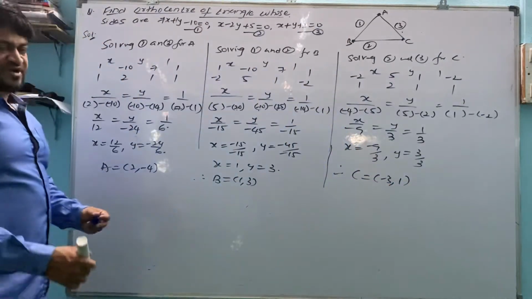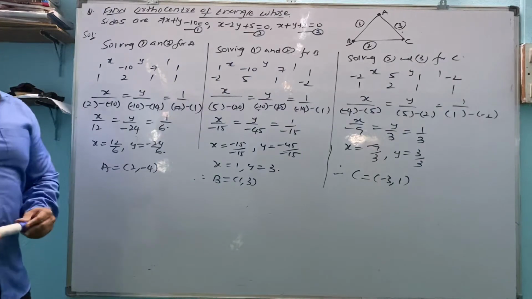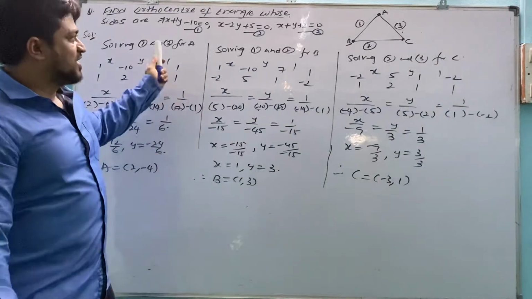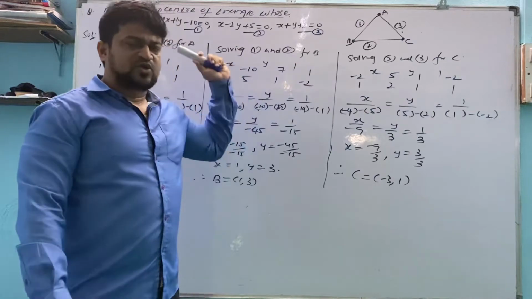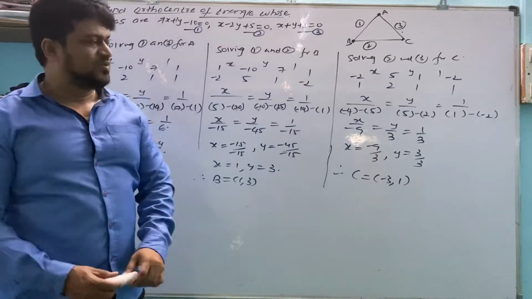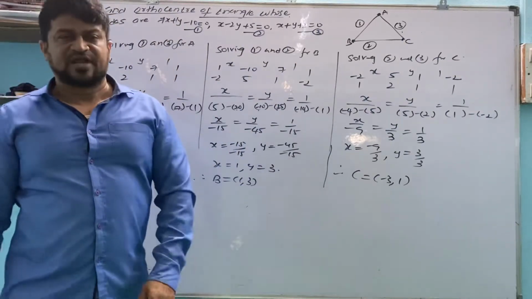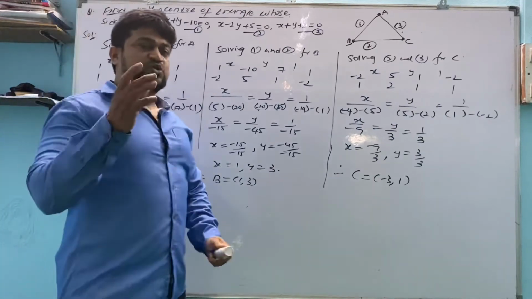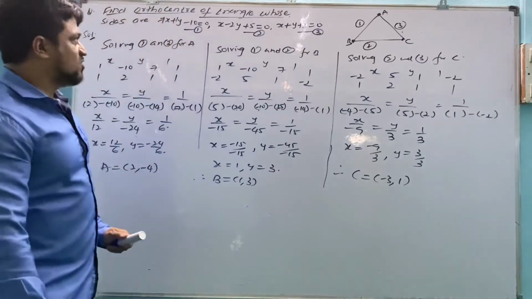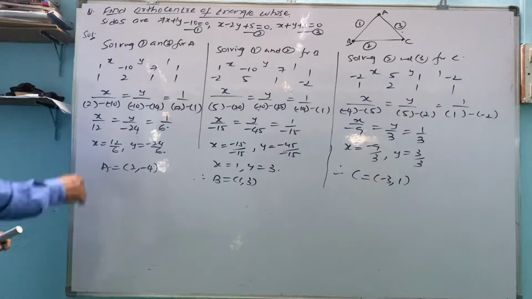Now we got 3 vertices of a triangle. How to get the vertices? Solving 1 and 3, 1 and 2, 2 and 3, or 1 and 2, 1 and 3, 2 and 3. Anything you can do, we will get 3 vertices of a triangle. Once we got the vertices, you should follow the process of the orthocenter. Now what is the procedure of the orthocenter?